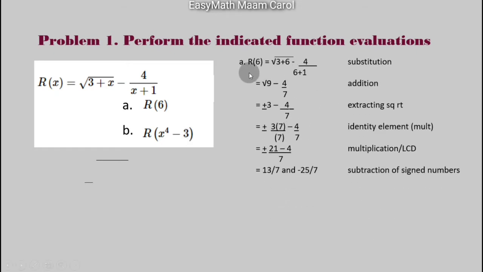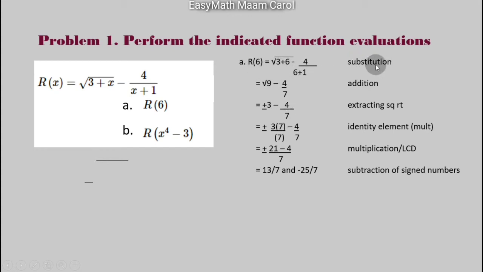Ito yung buong solution para doon sa letter A. So, what happened here? So, nakalagay naman dito yung mga reasons kung bakit nangyari yung mga expression na to. Let's start from the very beginning.